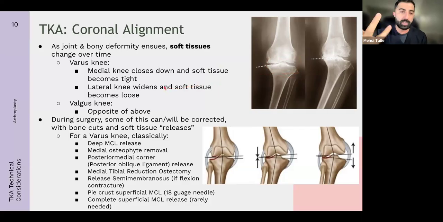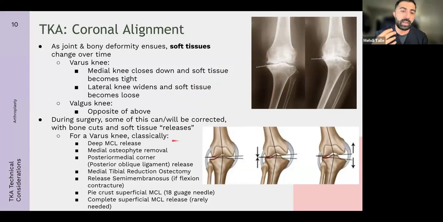And a valgus knee is opposite of this, of course. And during surgery, depending on the surgeon's goals and surgical philosophy, some of this deformity can and will be corrected with both the bony cuts as well as the soft tissue releases.